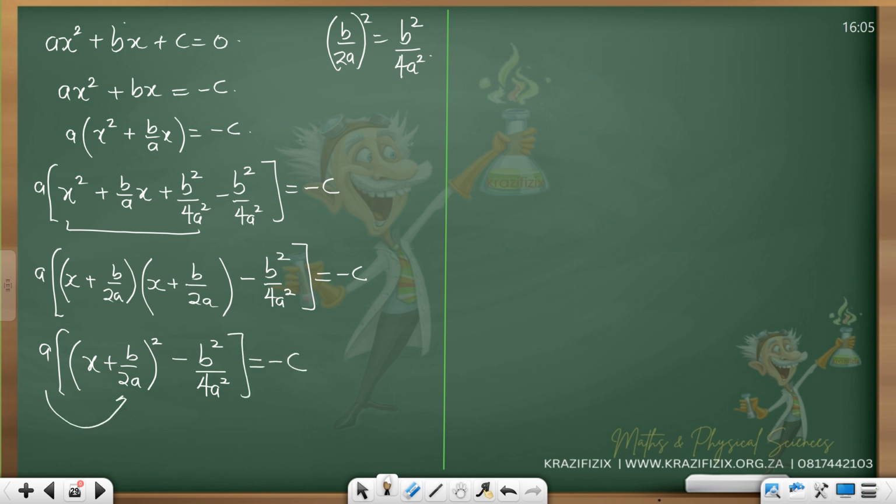Now let's multiply with a. Maybe this one would look better. All right, what would that be? A into bracket x plus b over 2a squared. Now that a there will cancel one of these a's and give us minus b squared over what? 4a. Can we then move this over? I think this one looks better already for the lazy ones.